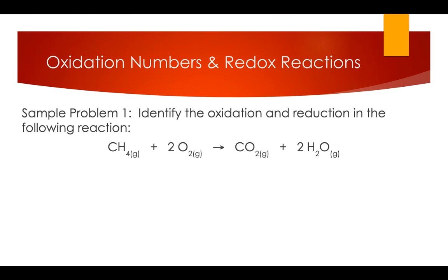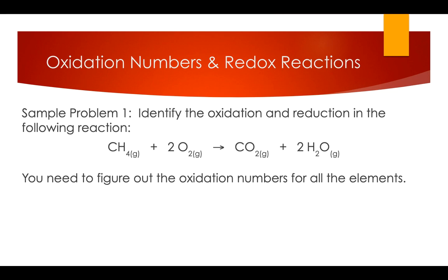So let's look at an example. Identify the oxidation and reduction in the following reaction. In order to do this, what you need to do is figure out the oxidation numbers for all of the elements in that reaction. So I'll write that out again. Methane, the first reactant there, is one we just did as an example. So we know that hydrogen has a +1 oxidation number, and that gives carbon a -4 oxidation number. The oxygen is in an element, so it gets 0.